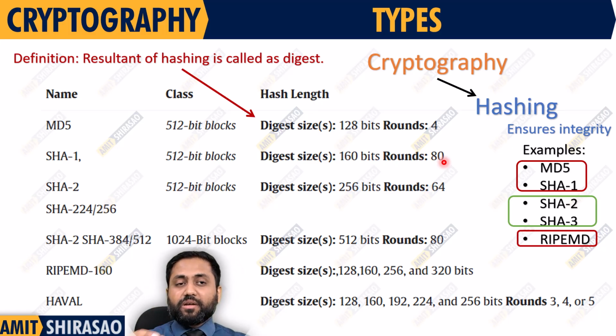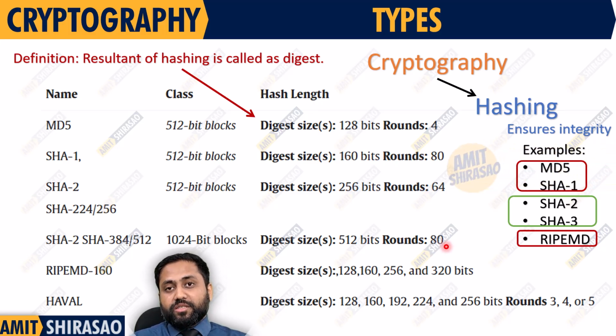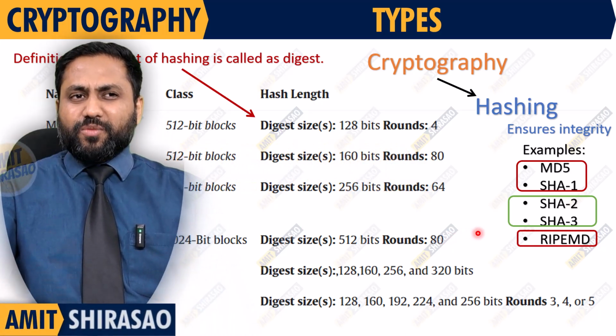So here SHA-2 uses only 64, SHA-3 uses 80 rounds. So okay, SHA-3 is better. That's how people think. Okay, I hope you get an idea about all these things.